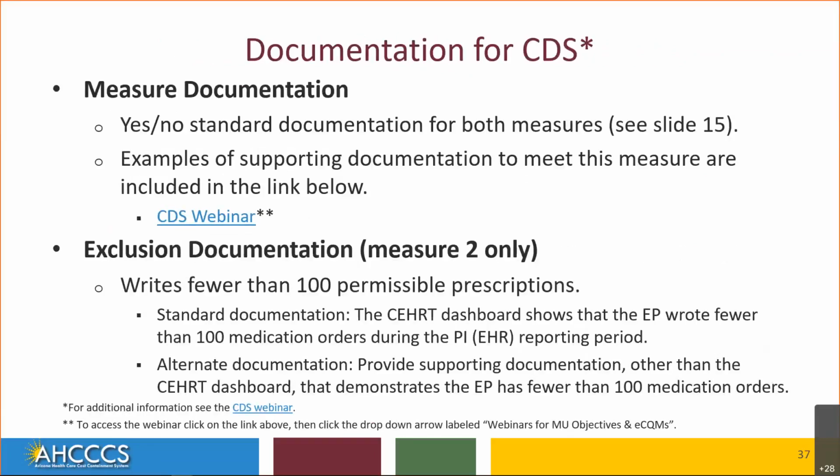Documentation to support both of those measures would require the yes/no standard documentation, which is on slide 15. Examples of supporting documentation to meet this measure are included in the CDS webinar link. For exclusion documentation, it's when the EP writes fewer than 100 permissible prescriptions. There are 2 options that a provider can submit to support that they meet the exclusion. The first one is the standard documentation, which is the CERT dashboard showing that the EP wrote fewer than 100 medication orders. The second type is alternate documentation, so it could be something other than the CERT dashboard that demonstrates the EP has fewer than 100 medication orders.